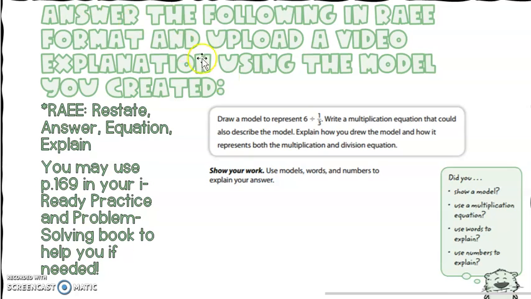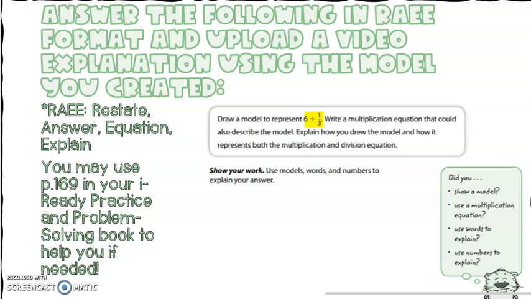So first off, I see that I need to draw a model to represent 6 divided by 1/3. I also need to write a multiplication equation that could describe the model and explain how I drew it and all that stuff. But that's kind of a lot to think about all at one time. So I'm going to take it one sentence at a time. So the first thing I'm going to do is draw a model to represent 6 divided by 1/3.